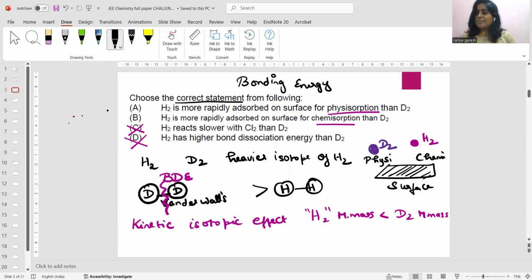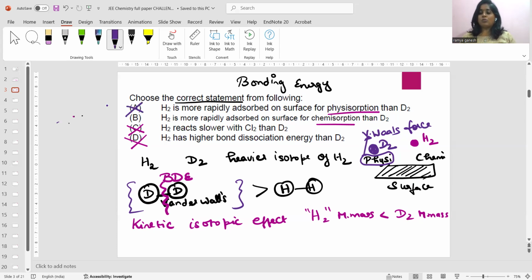Now, with respect to the two phenomena that we have, one is physisorption, another is chemisorption. Physisorption does not involve any kind of bond formation. It is purely about how easily they are attracted on the surface. With respect to that, the most important factor determining physisorption is van der Waals force of attraction. We know just now deuterium has higher van der Waals force of attraction. So for physisorption, deuterium will definitely be adsorbed more than hydrogen. So this is also a wrong statement.